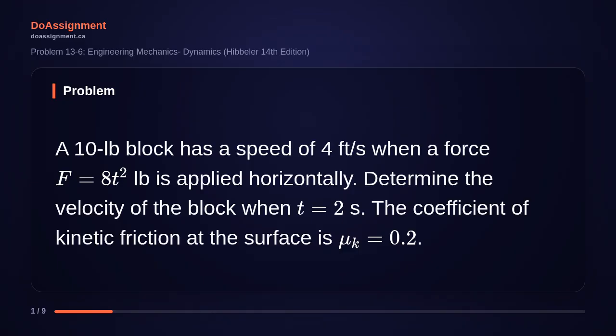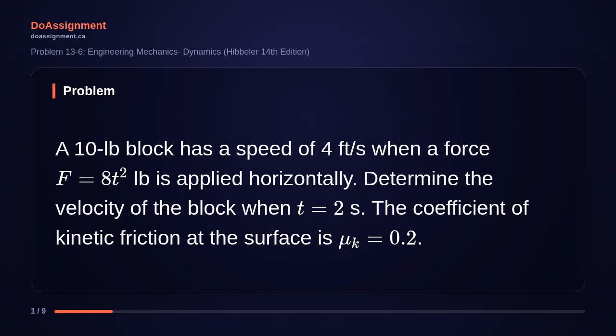Here's the problem. A 10-pound block has a speed of 4 feet per second when a force F equal to 8t squared pounds is applied horizontally. Determine the velocity of the block when t equals 2 seconds. The coefficient of kinetic friction at the surface is mu sub k equal to 0.2.